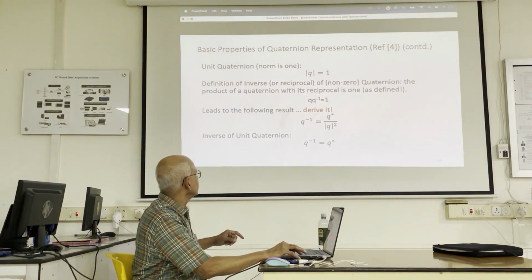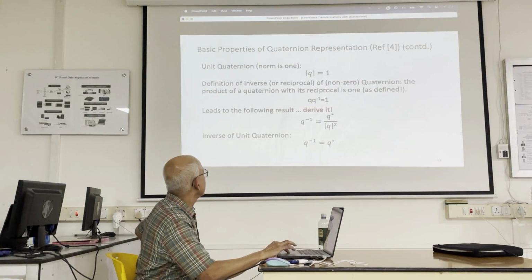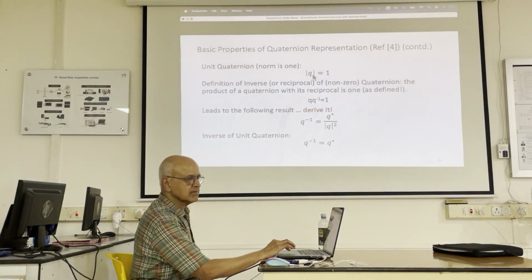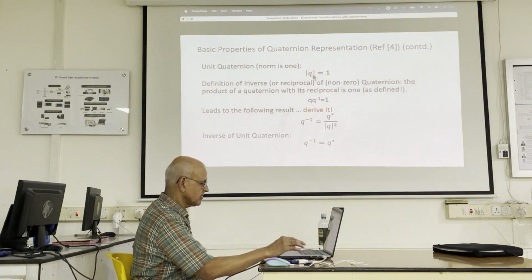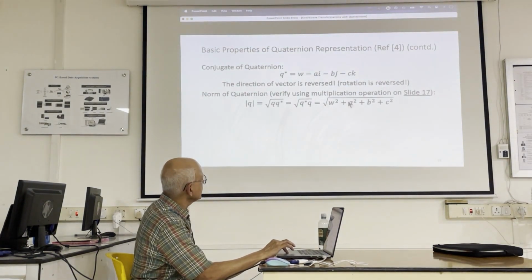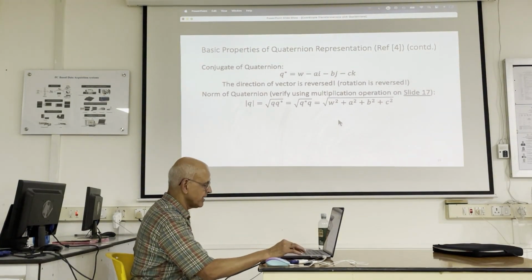Alright, this is the slide that we missed because we jumped ahead here. But if you have a unit quaternion, the norm is 1. What is the norm? We just defined it. Here it is. So for a unit quaternion, the norm will be 1. So the square root of W squared plus A squared plus B squared plus C squared will be 1.